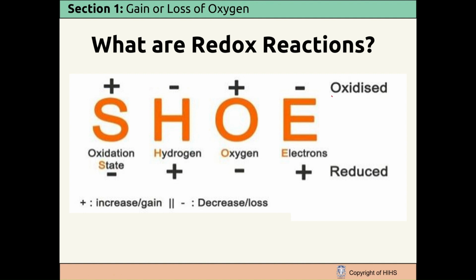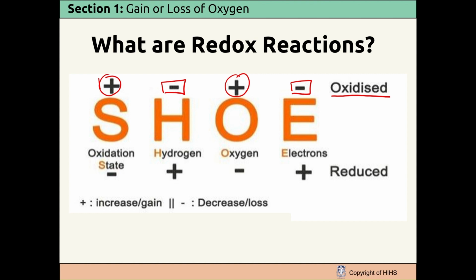For oxidized at the top, you can see there are different plus, minus, plus, minus. Over here in the legend, plus means an increase or a gain. So if a substance gains oxygen, it is oxidized. But if the substance loses electrons or loses hydrogen, it is also oxidized. Then the last one is if there is a gain in oxidation state. So for me, I will try to remember only the oxidized part, so you just see the top.